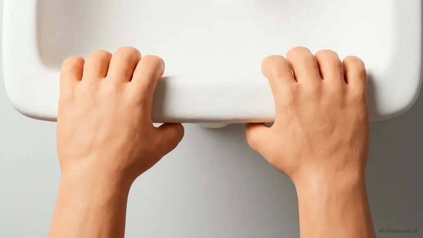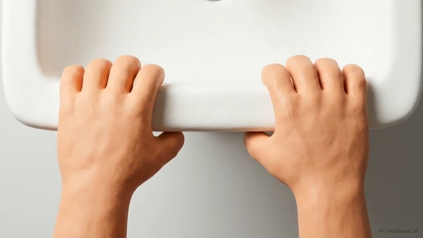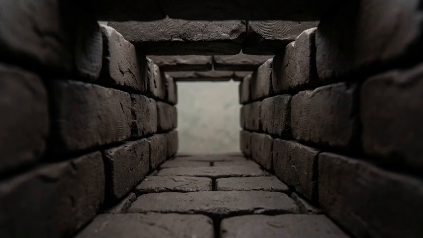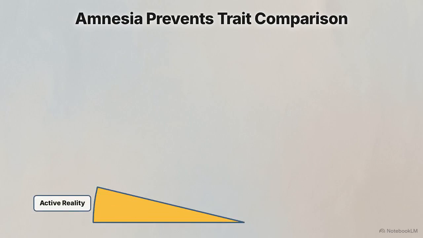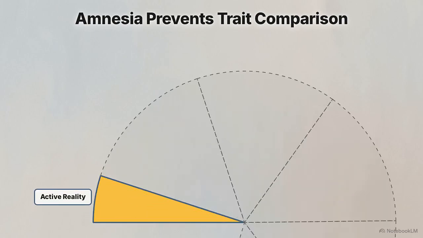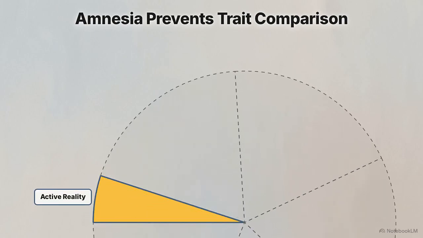The alter who is fronting looks directly out of the physical body's eyes. Because they are locked in this isolated view behind amnesic walls, they have no idea they are acting differently from the rest of the group. They do not remember the other parts, so they lack the comparative data needed to recognize their own distinct traits.